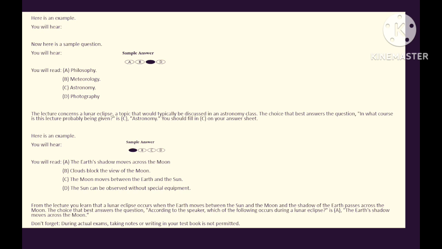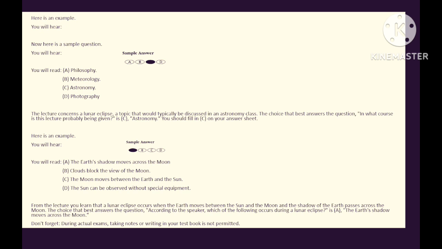Here is another sample question. You will hear, according to the speaker, which of the following occurs during a lunar eclipse? You will read, A. The Earth's shadow moves across the moon. B. Clouds block the view of the moon. C. The moon moves between the Earth and the sun. D. The sun can be observed without special equipment.